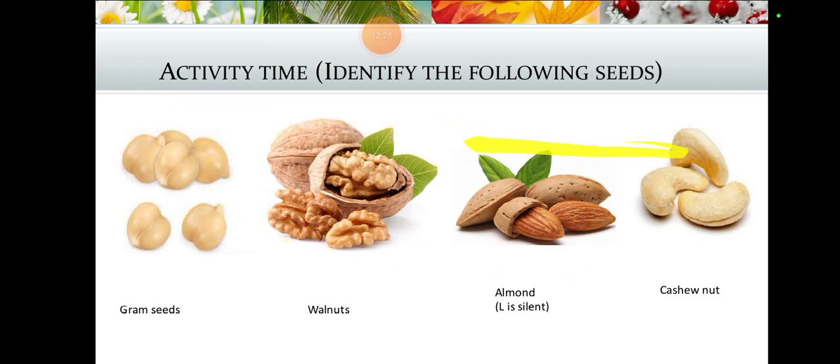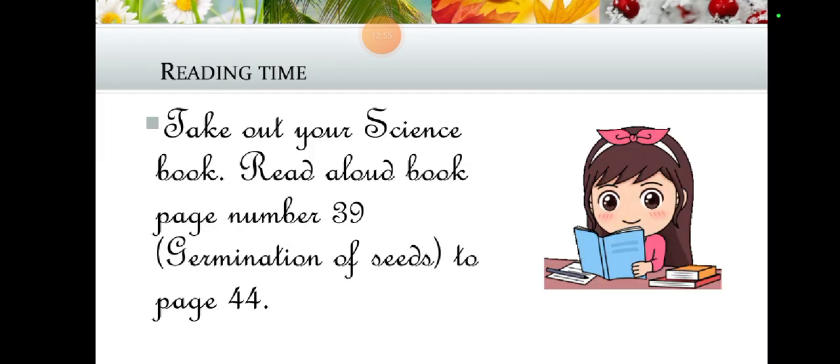Activity time. Identify the following seeds. As we learned this, you all must know this is the gram seed, that we all eat in the winters. This is walnut that we all eat. This is almond, where the L is silent, and we say almond, okay. It helps make our brain fast or clever. And this is cashew nut, okay. Kaju, we say kaju, cashew nut.